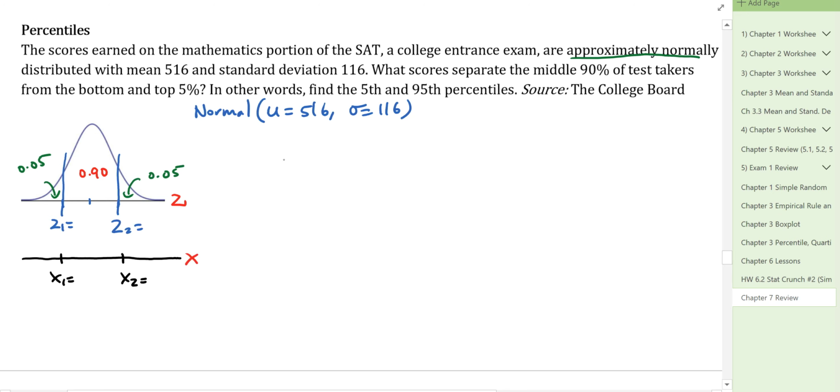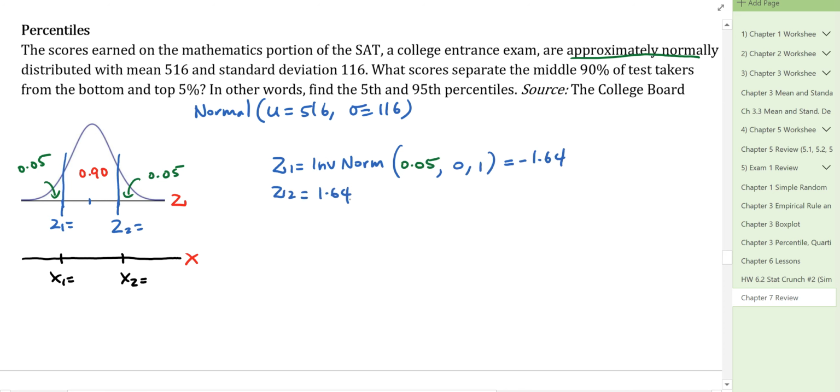So first, I want to find Z1. Z is inverse norm, so I'm going to use inverse norm to find Z1. Inverse norm gives me the area to the left of Z1, which is 5%, so 0.05. And the mean is 0 and the standard deviation is 1, because I'm looking for Z. If you put that in your calculator, inverse norm, you get approximately negative 1.64. And by symmetry, I know Z2 should be positive 1.64.